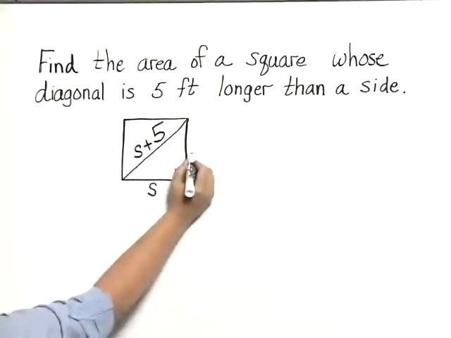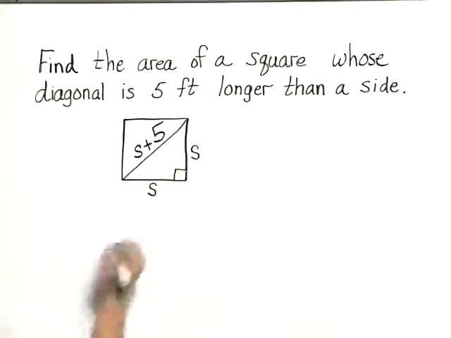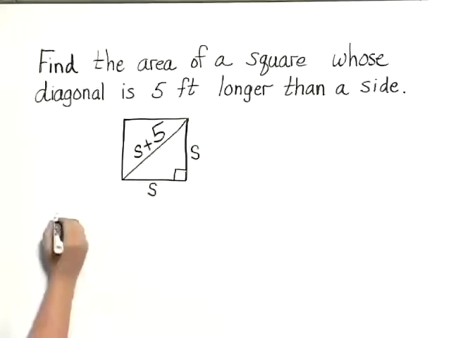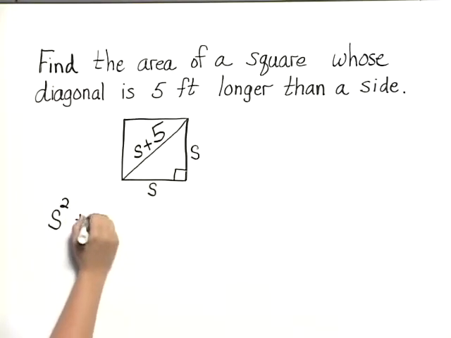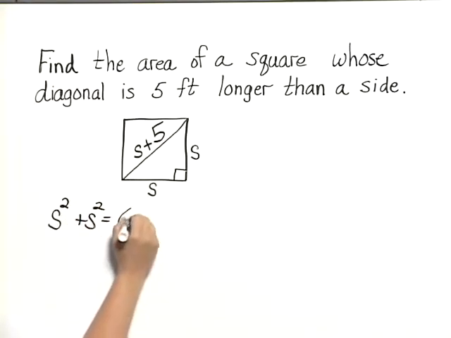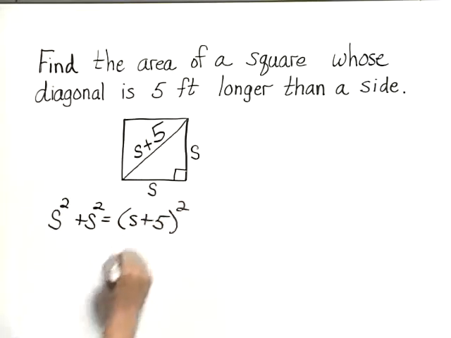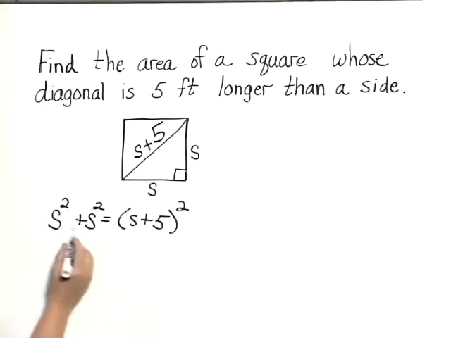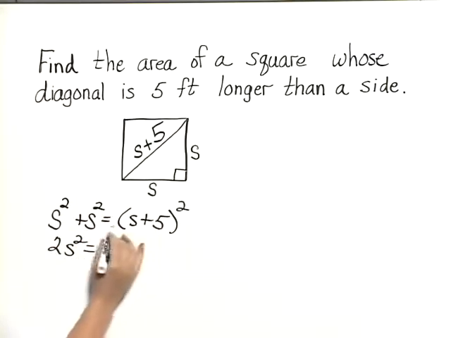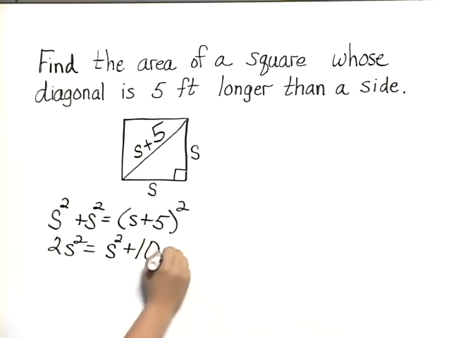If this side is S and we have a square, this side is also S, and by the Pythagorean equation we have S squared plus S squared equals (S plus 5) squared. To carry out, we solve this for S now. We have 2S squared equals, and squaring this, we have S squared plus 10S plus 25.